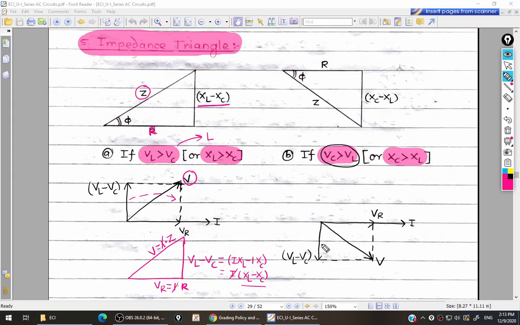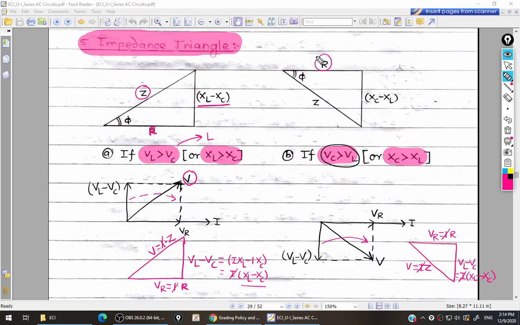Similarly, for the second case, I am shifting this VL minus VC over here. So what I am getting? So this is your VR. VL minus VC I have shifted over here. So VL minus VC, and in between these two points what you are having? V. So V is nothing but what? I into Z. What is VR? I into R. And what is VL minus VC? I into XL minus XC. If I cancel I from all these three sides, what I will get?